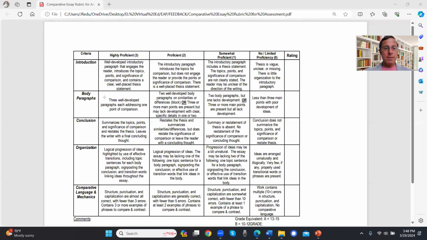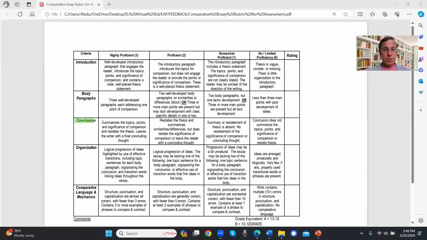Your body paragraphs, you're going to have 3 well-developed paragraphs. Each body paragraph is going to represent 1 point of comparison. So for example, if you were talking about printed textbooks and ebooks, and your first point of comparison was convenience, then your first body paragraph is going to focus on similarities or differences in these two learning methods where convenience is concerned. And then finally, our conclusion.